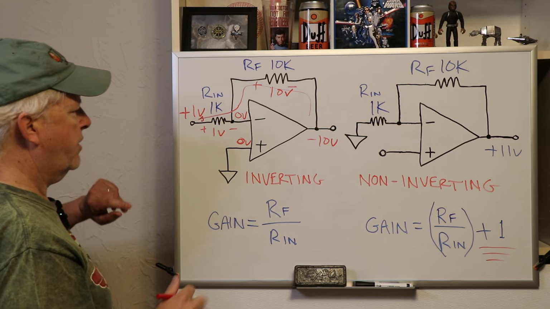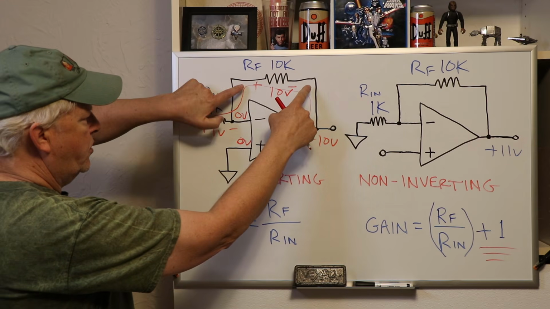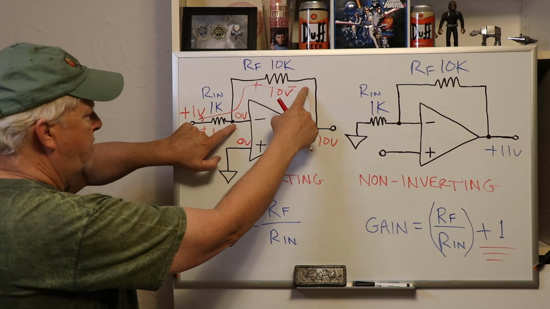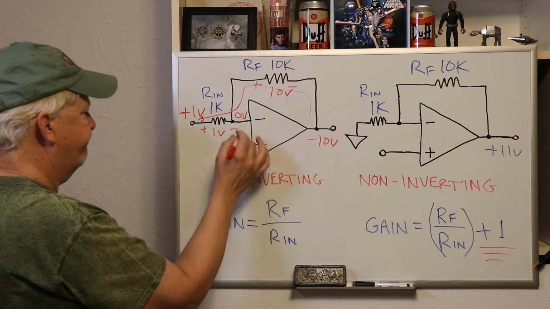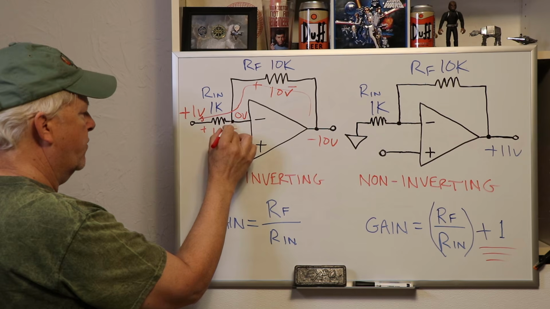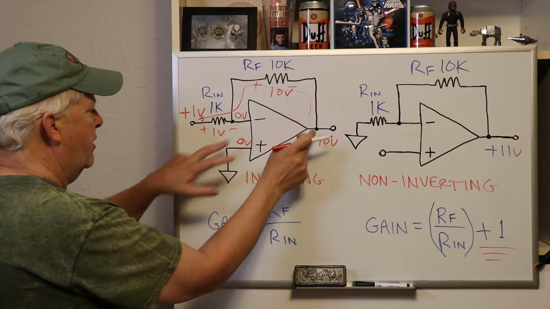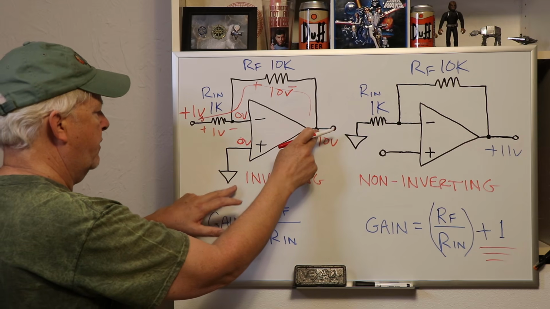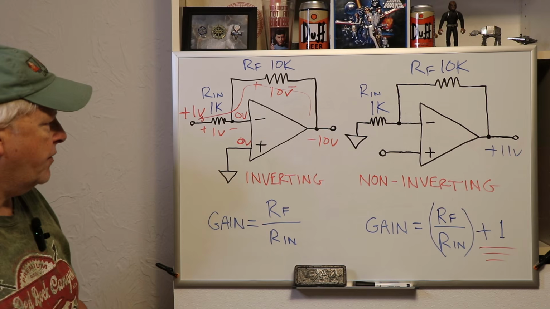And you can also look at it in terms of, if you take a meter and measure across this resistor, that's minus 10 volts to our, I guess in this case, virtual ground. It's 0 volts. But our signal is here with reference to ground. So that's the inverting amplifier.